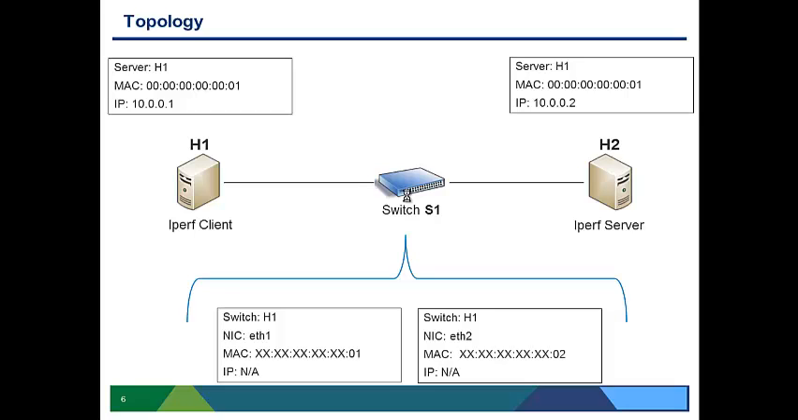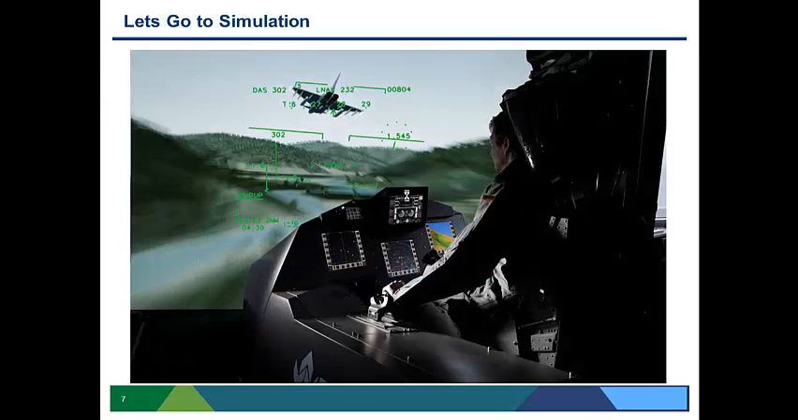This is the topology we're going to use in this experiment. We're going to have two hosts, one named H1 and another named H2, and one switch named S1. Here are the characteristics of each one. To simulate the environment, we're going to use Mininet, and I already put it to run and have some configurations to do, which I'm going to show you. So let's go to the simulation.